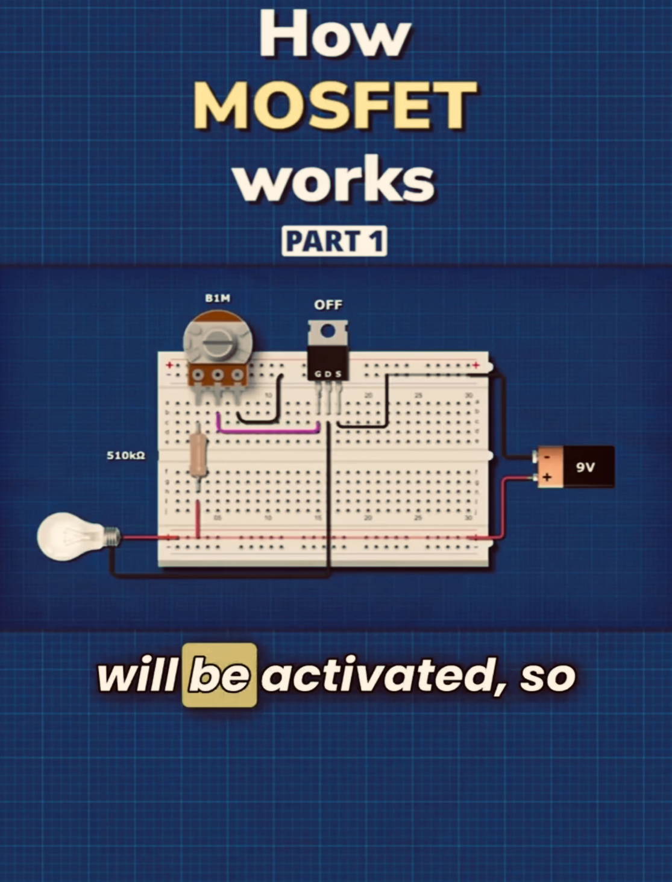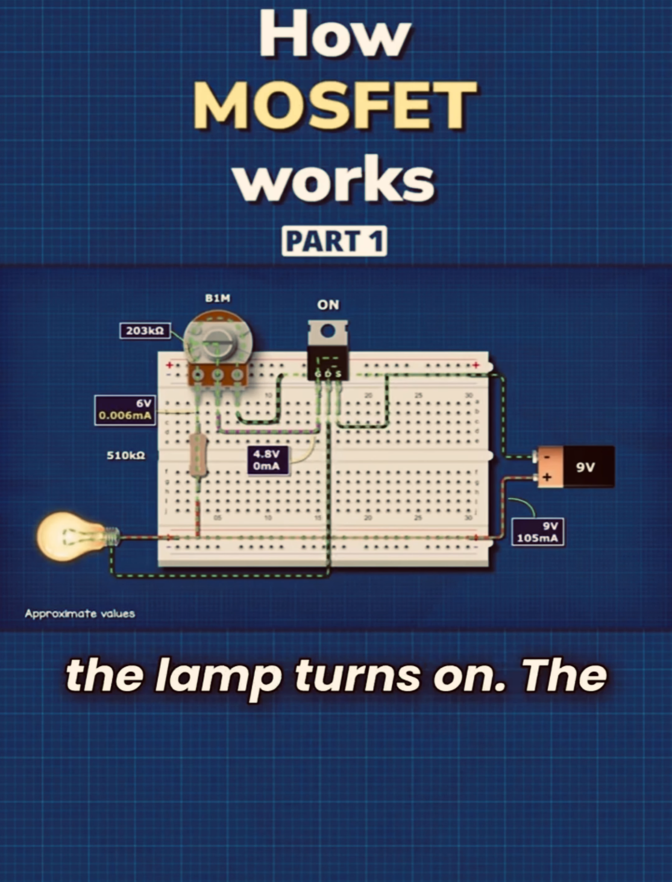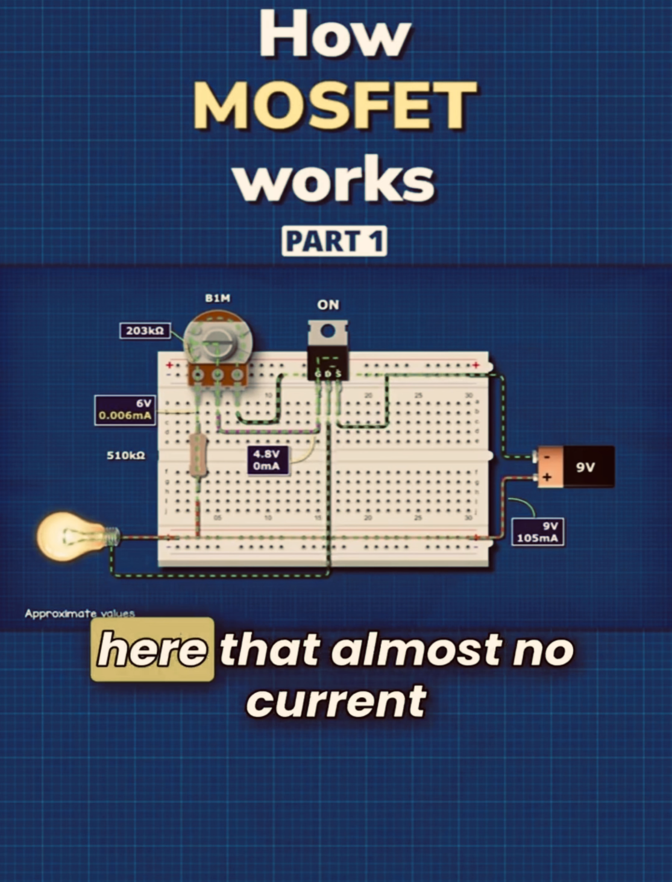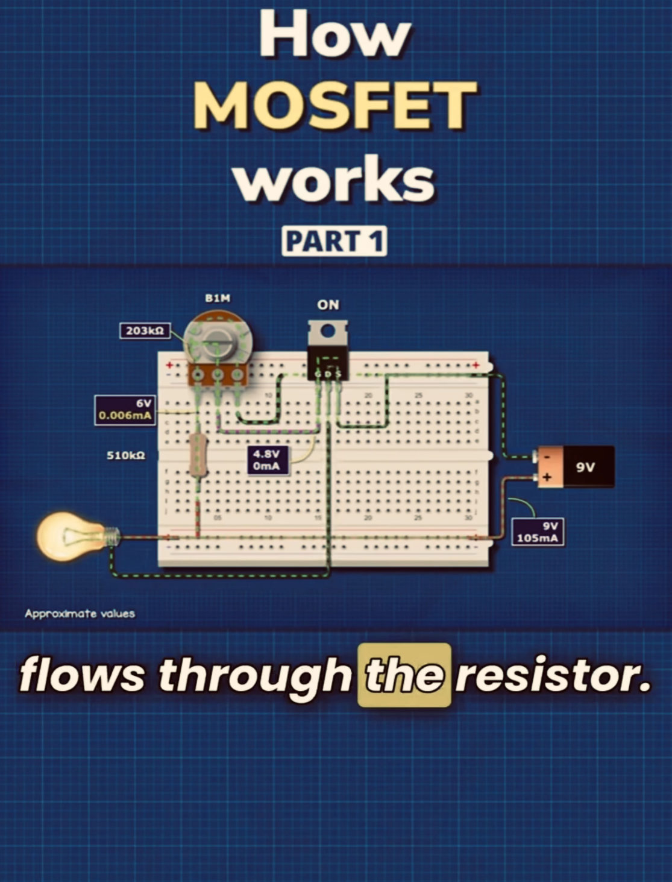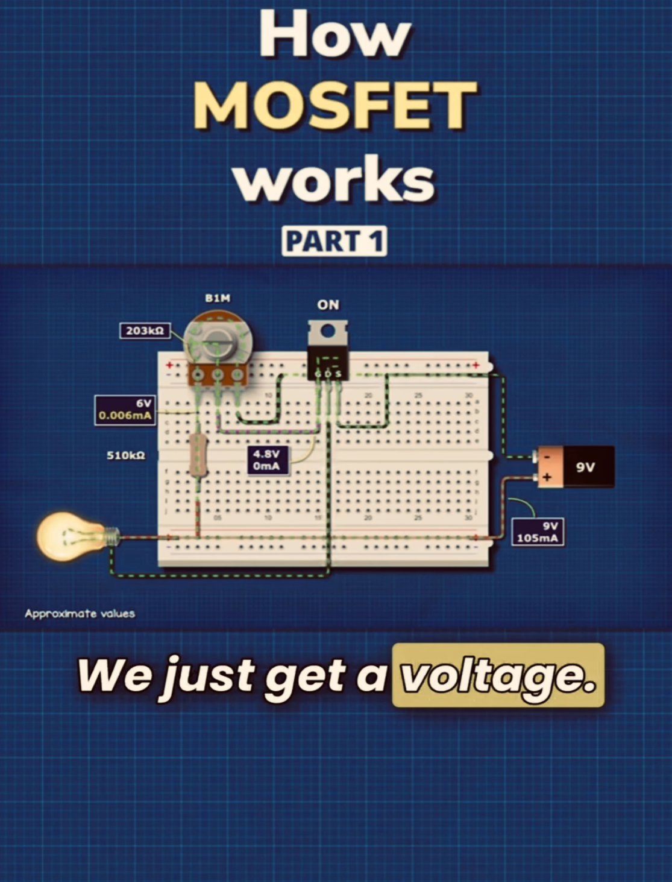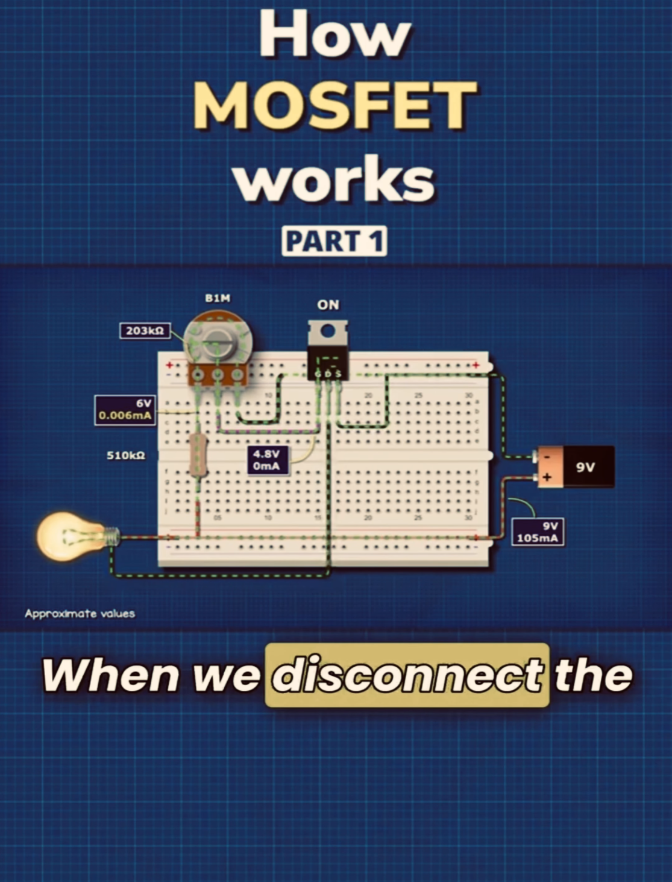The MOSFET will be activated, so the lamp turns on. The resistance is so high here that almost no current flows through the resistor. We just get a voltage. When we disconnect the power to the resistor, the MOSFET drains through the potentiometer.